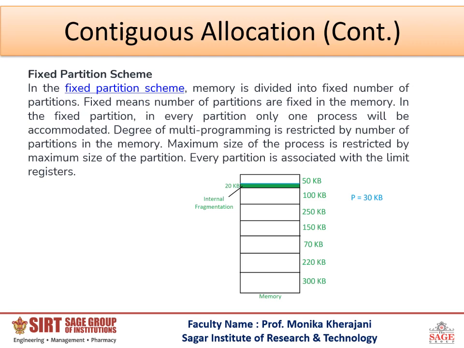In a fixed size partition, every partition holds only one process. Whenever any process needs memory, we allocate only one process to a partition. Suppose a 50 KB partition is available but a process requires 30 KB; we will allocate this partition, and the remaining 20 KB will be wasted. This problem is known as internal fragmentation. The degree of multiprogramming is restricted by the number of partitions in the memory, and the maximum size of a process is restricted by the maximum size of a partition.